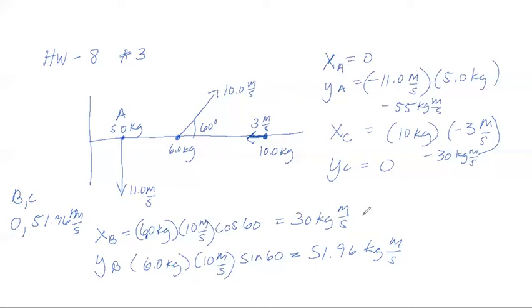X is going to be equal to 0, right? Because I've got 0 and then plus that and that. So all three, A, B, C, X equals 0. And Y equals negative 55 minus 30 plus 51.96.